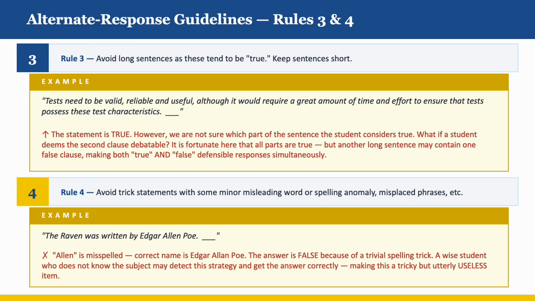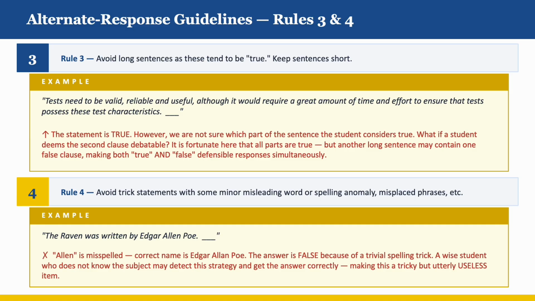The answer is true. But notice, we're not entirely sure which part of the sentence the student considers true. What if a student thinks the second clause is debatable? They might mark it false. And in a different item, where one clause is false, a student could defensively answer either true or false. So a long sentence creates ambiguity. Short, clear statements are always better.